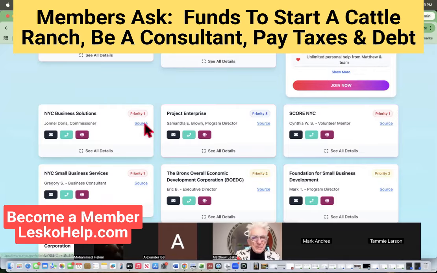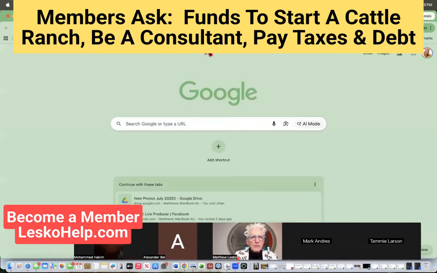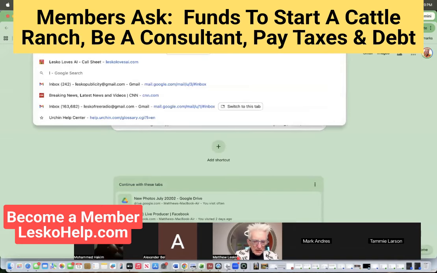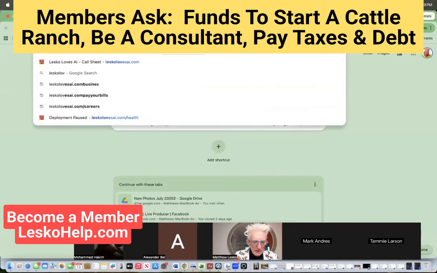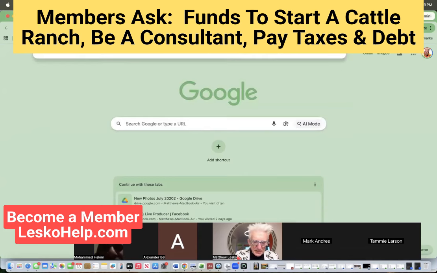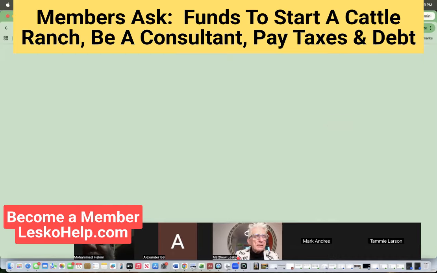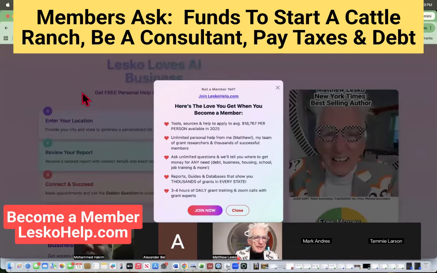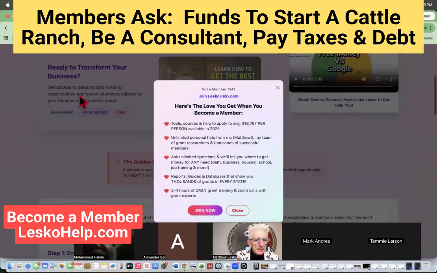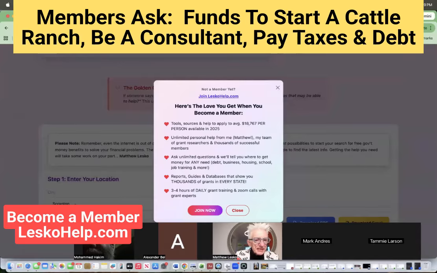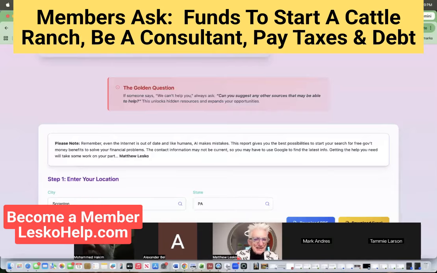Then here, go to this website. It's called LeskoLovesAI.com/business. When you get there, you will see a place to put the city. Do you know what city it is in? It probably doesn't matter because Delaware's only 2 miles big, so any city covers the whole thing.